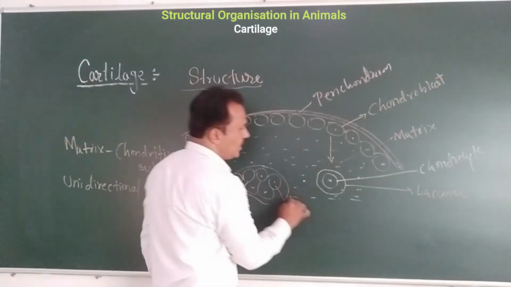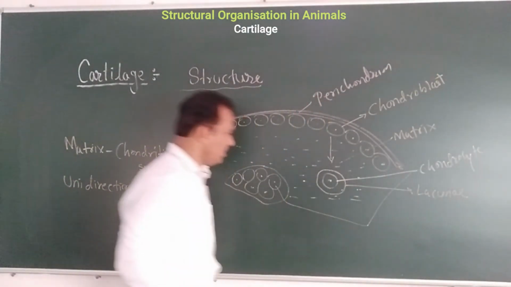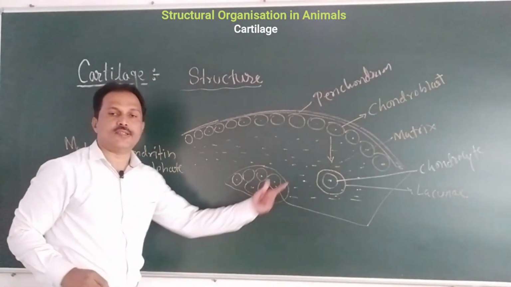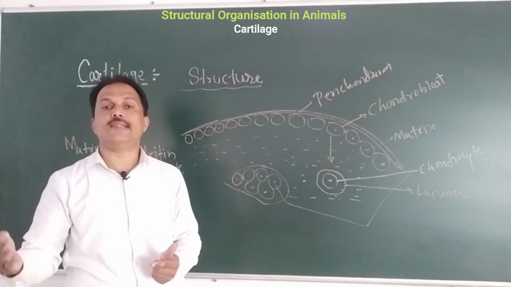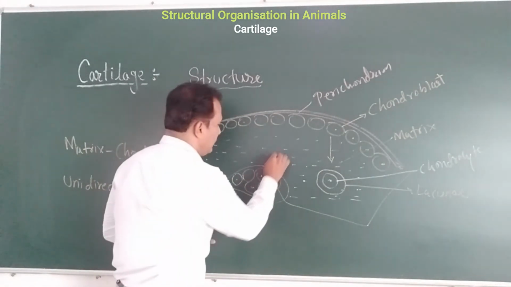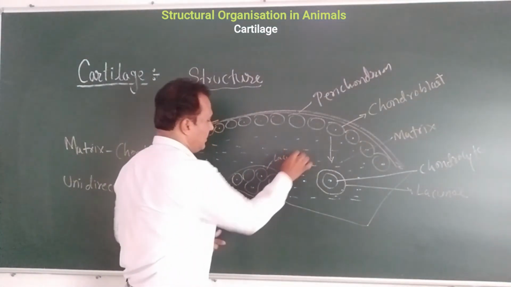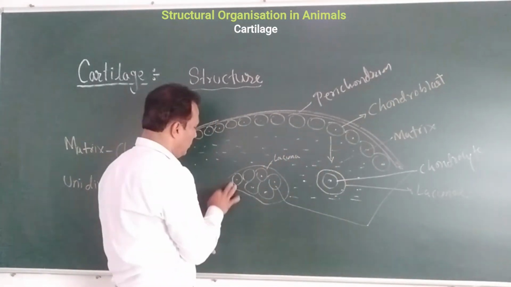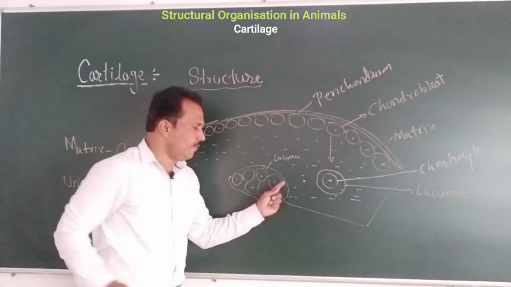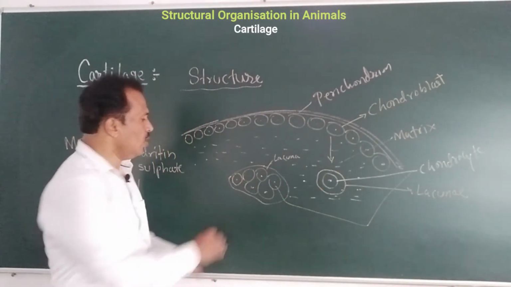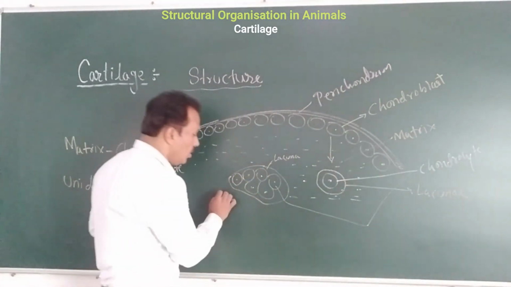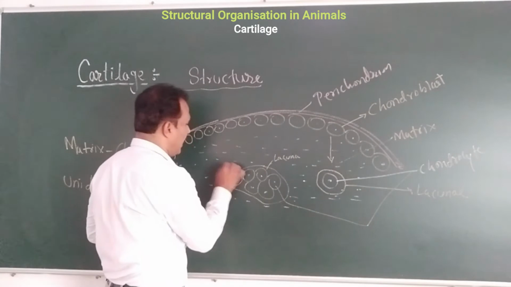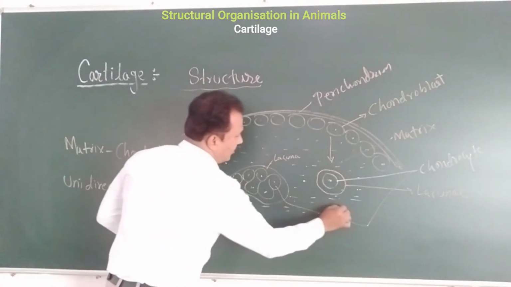These are the chondrocytes again. They may be present singly, or in a group of 2 to 8 cells in a single lacuna. This is the lacuna, a fluid filled cavity containing the chondrocytes. These are mature chondroblasts surrounded by the matrix.